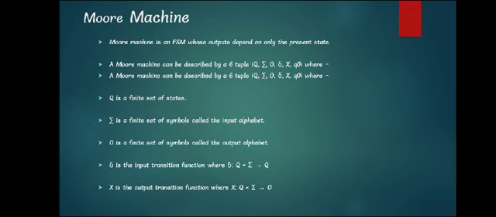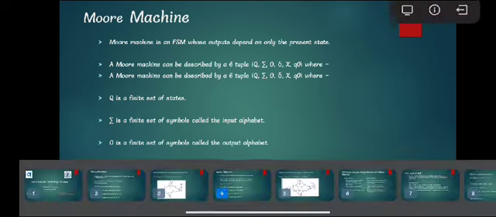Whereas the Moore machine is also an FSM, a finite state machine, whose output is solely dependent upon the present state. If we see the description of the Moore machine, it has the same description with the 6 tuples. All the units are the same. Q is the finite set of states, sigma is the finite set of symbols called input alphabet, O is the finite set of symbols called the output alphabets, the transition function is described in the same manner, and psi is the output transition. Here the output transition is Q gives you O.